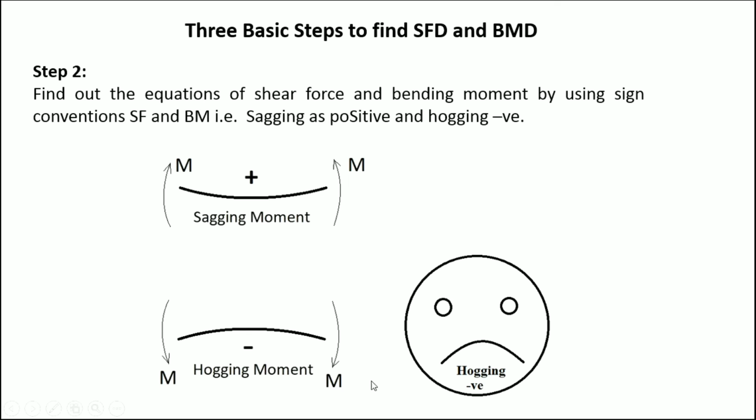Now you can remember by this diagram. You can see this is a negative attitude in this emoji. That's it. We always take hogging as negative. That means the moment created by hogging will be negative, whether it is clockwise or anti-clockwise. It doesn't matter. Both the moments will be negative in terms of hogging, and exactly opposite will be the sagging. If the applied forces are creating bending like this, the member is associated with a sagging moment, and that will be positive. Both the moments will be positive.